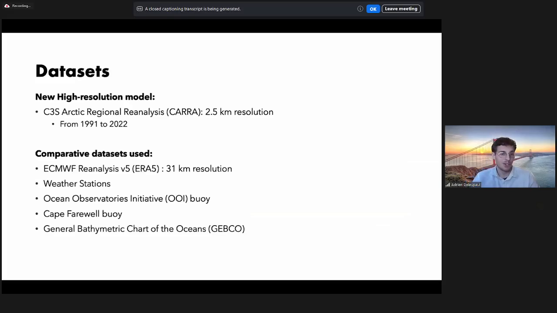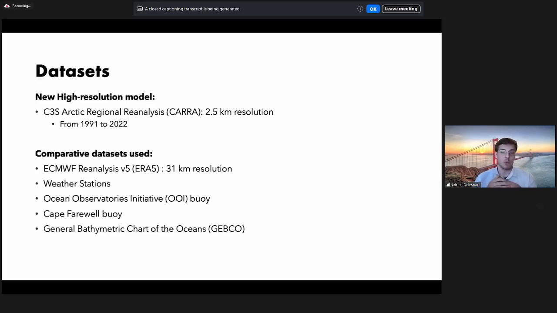So what are the data sets we're talking about? So we have this new high resolution model, fairly new. I think it's 2 or 3 years old now, but 2.5 kilometer horizontal resolution for 10-meter wind speeds, which is the main focus. And the data ranges from 1991 to 2022. Actually, it updates every month, so it's probably more recent than that now, but that's the scope that we focused on, 1991 to 2022.